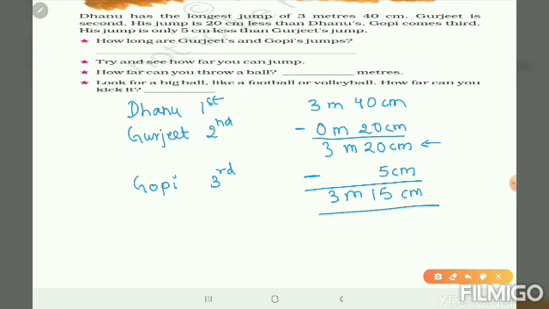Okay, what is the first question? How long are Gurjeet's and Gopi's jumps? So this is the answer for Gurjeet's jump, and this one is the answer for Gopi's jump.